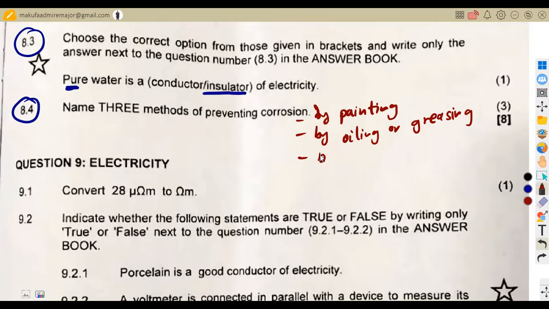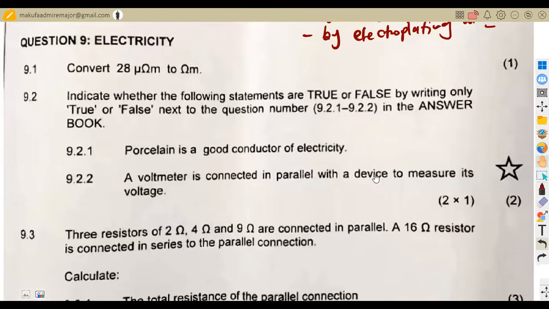All right, you can also reduce by electroplating with zinc in this case. So there are so many parts that we can consider, you just have to play around with them.